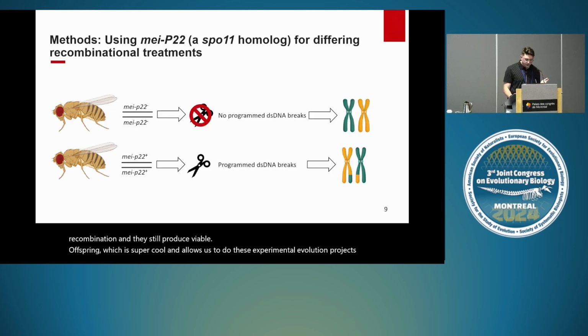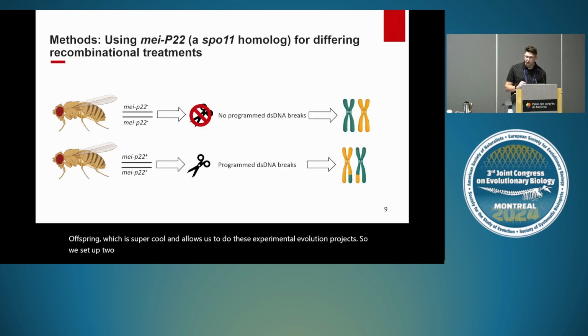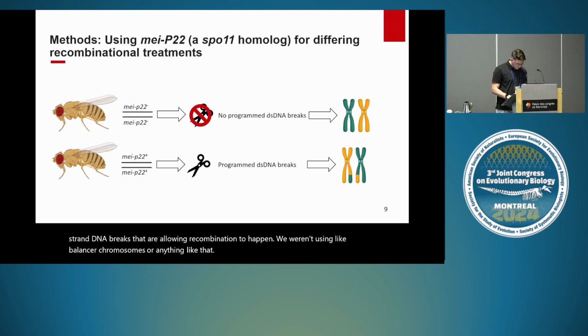So we set up two sets of mutation accumulation lines, one set which was performing recombination and one set which wasn't. And keep in mind, once again, when I'm talking about performing recombination, I mean that they're performing the programmed double-strand DNA breaks that are allowing recombination to happen. We weren't using balancer chromosomes or anything like that.